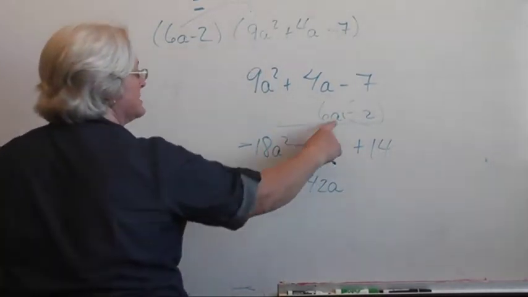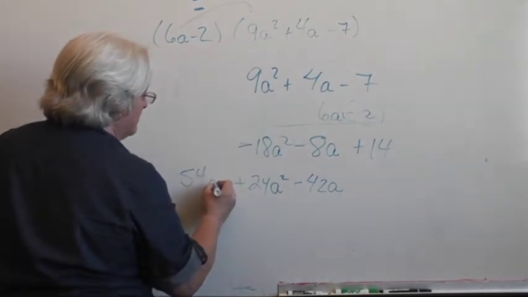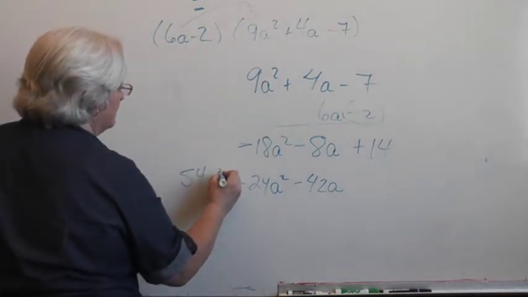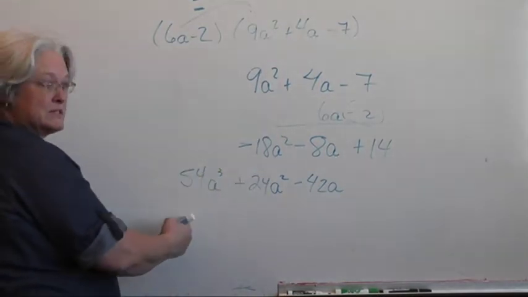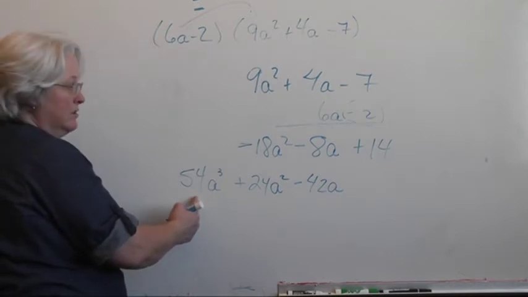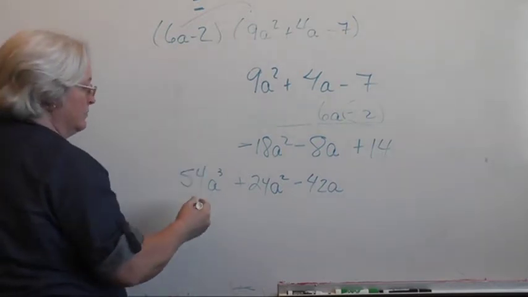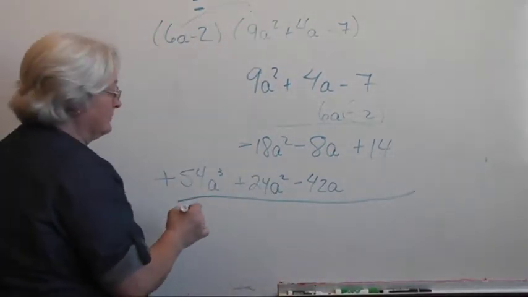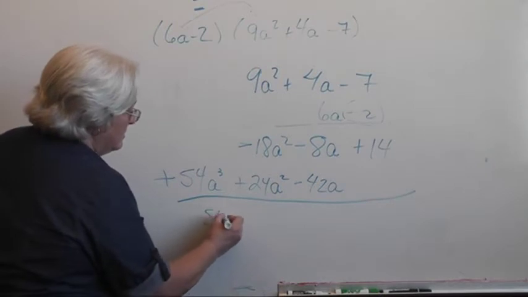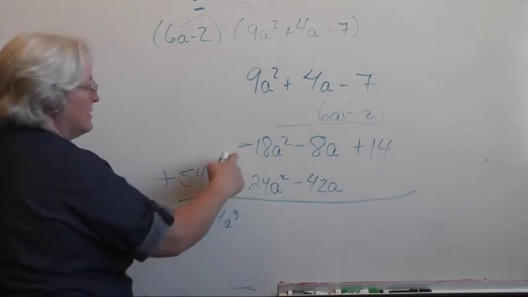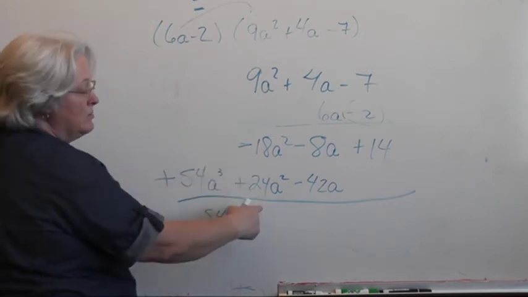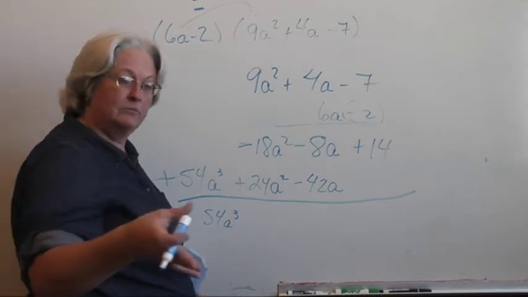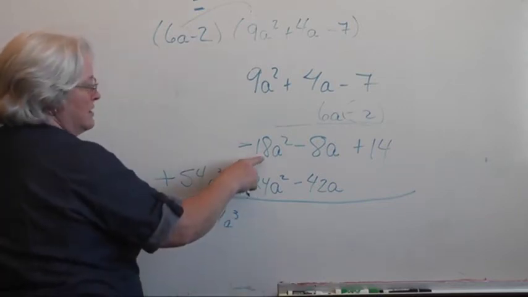What do you have there? Same base, add the exponent. The base is a, 2 plus 1 is 3. And you notice we put it over on this side because now we have a cubed. There are no other a cubes. Now we're simply going to add these 2 partial products together. 54a cubed. Negative 18 plus 24, when you have different signs that you're adding, you subtract the smaller number from the larger number.